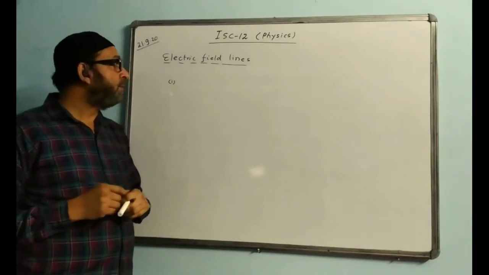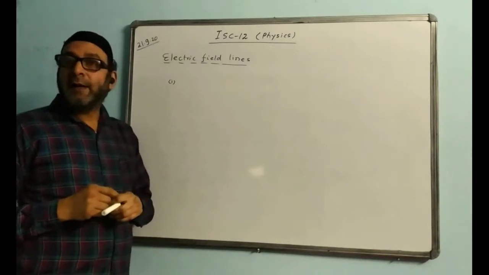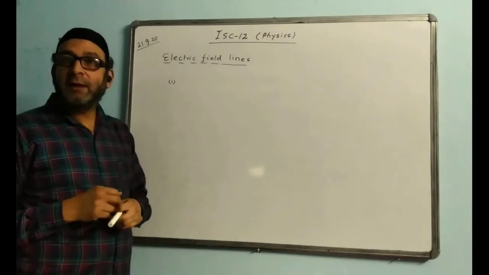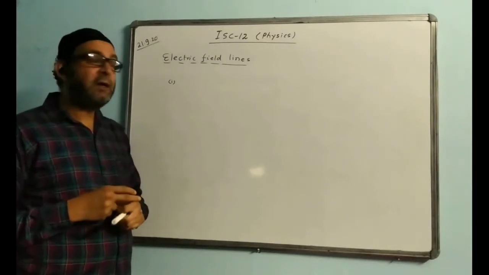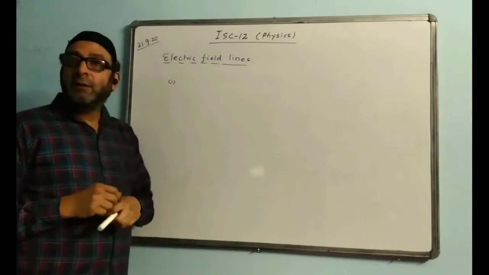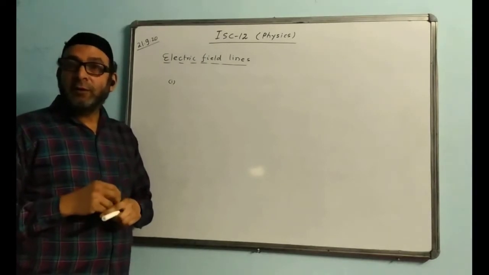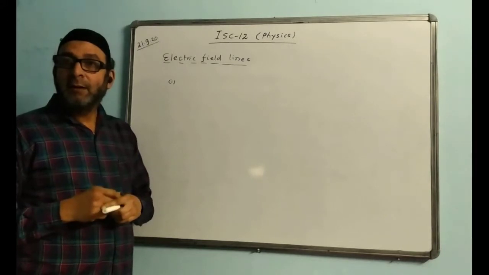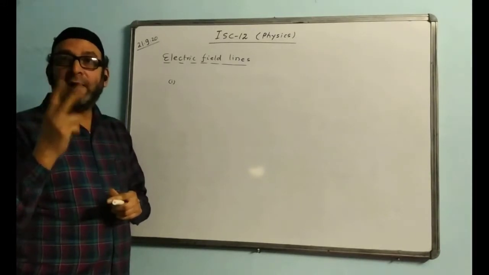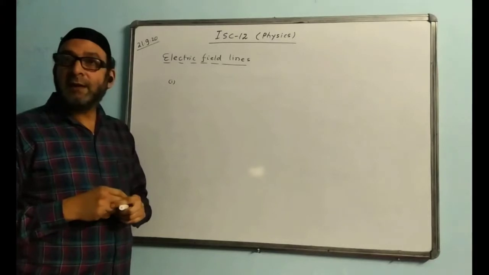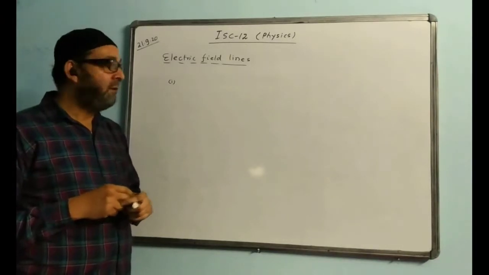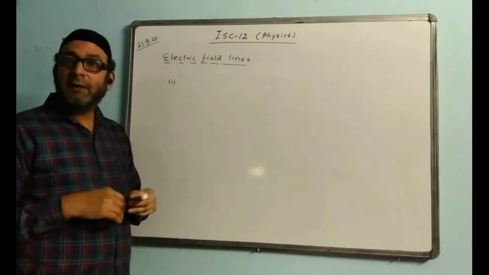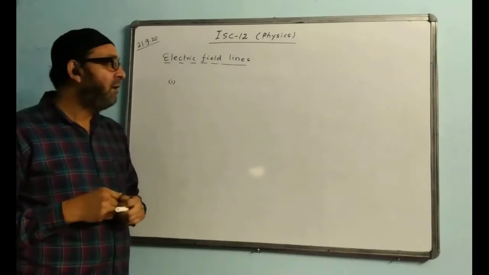Second property, they are directed away from the positive charge and towards the negative charge. That is the second property. Third property, which is important: no two field lines intersect with each other. They don't cut each other, they don't cross each other. They all are separated, they never touch each other.